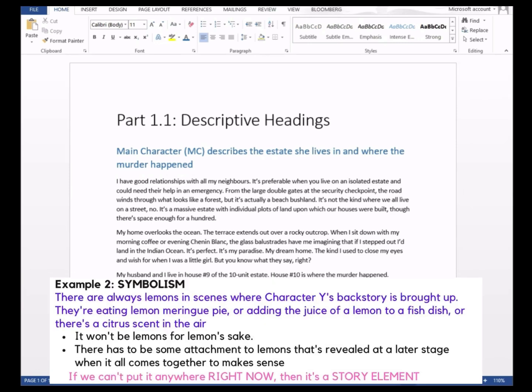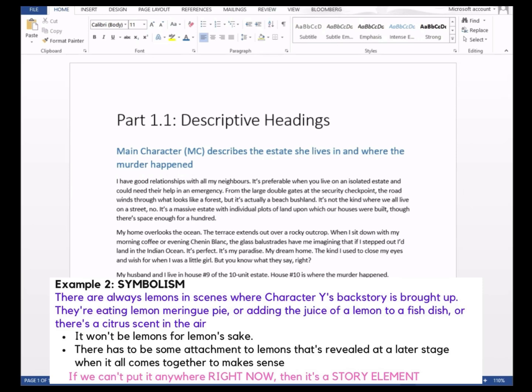A symbolic example could be that there are always lemons in scenes where a character's backstory is brought up. They're eating lemon meringue pie or adding the juice of a lemon to a fish dish, or there's a citrus scent in the air. When we, the writers, eventually reveal the reason lemons are important, readers are going to think, that actually makes sense. Because it can't be lemons for lemon's sake. It has to mean something, a core memory, whether good or bad, that's attached to lemons.